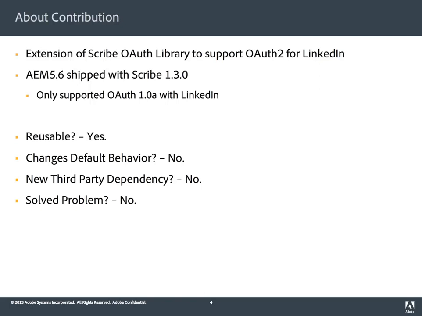Is this reusable? Yes, it's a fairly low-level API. Is this changing the default behavior of the product? No, this is a new API, you have to choose to use it. And does this add a new third-party dependency? No, Scribe is already there. I also looked if anyone else had tried to solve this problem before, and I did find someone who had tried to update Scribe, but their patch involved changes to Scribe's core functionality, which obviously isn't an option for us.